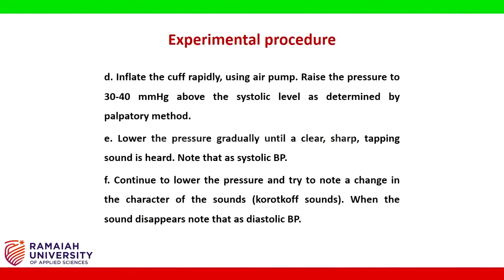Raise the pressure to 30 to 40 mmHg above the systolic level as determined by palpatory method. Lower the pressure gradually until a clear, sharp tapping sound is heard. Note that as systolic BP. Continue to lower the pressure and try to note a change in the character of the sounds. When the sound disappears, note that as diastolic BP.